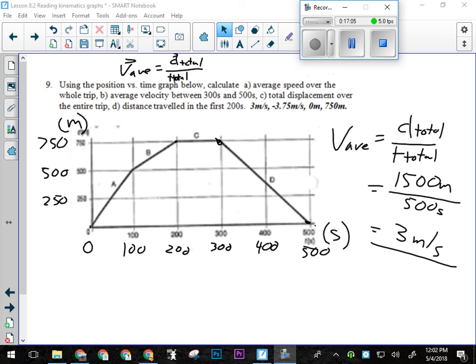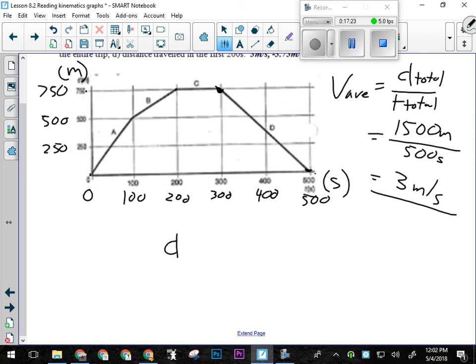All right, so for part B, average velocity between 300 and 500 seconds. At 300 seconds, we're at a position of 750. At 500 seconds, we're at a position of 0. What's my displacement? Negative 750. Guys, here's the other formula that's on your formula sheet. Displacement is final position minus initial position. I may have ended up at 0, but my displacement between here and here is negative 750 because I started at 750 and ended at 0. I walked backwards 750 meters. You guys follow me there?